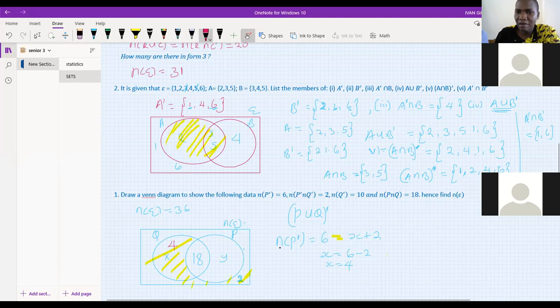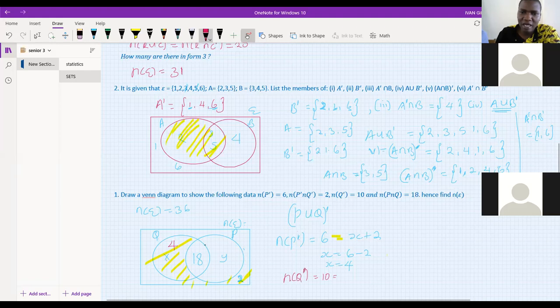Because P complement represents those that are outside P, when I shade outside P, you'll have X and 2 inclusive, and that gives us 4. Then the other one is Q only. They give us the number of Q only, and they said Q only is 10. But when I shade Q only, I mean Q complement, not Q only. Q complement is outside Q.